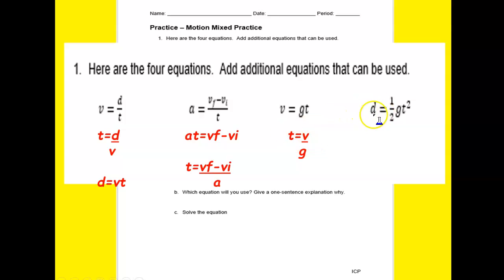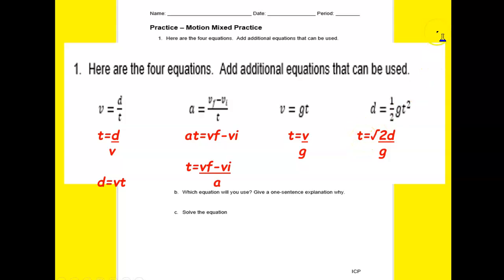If you're given distance and the word fall is in your problem and you're asked to find time, then we can rearrange the formula to look like this, just so you know that this square root is square rooting the entire problem after you solve it. So you're going to take 2 times the distance divided by the 9.8 meters per second squared, and then you're going to get the square root of that in order to get your answer for your time.